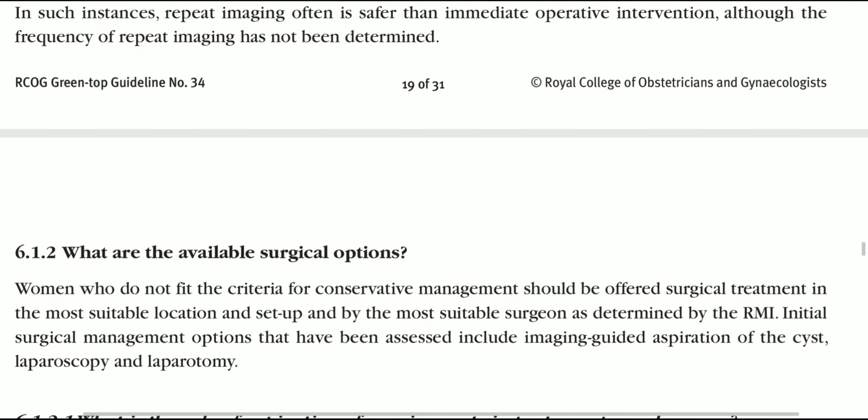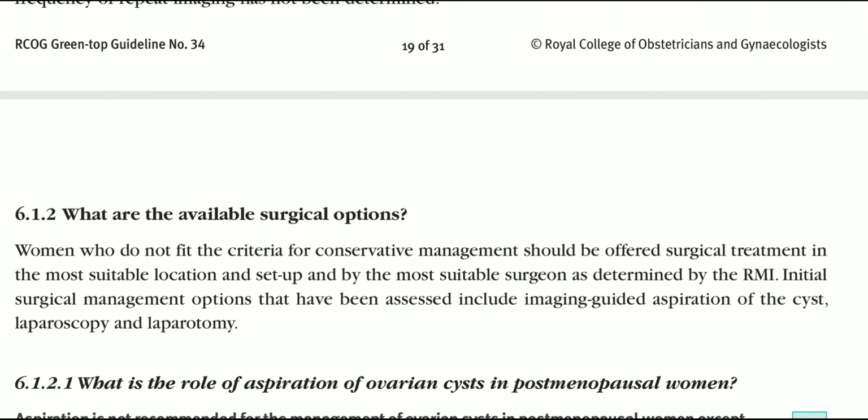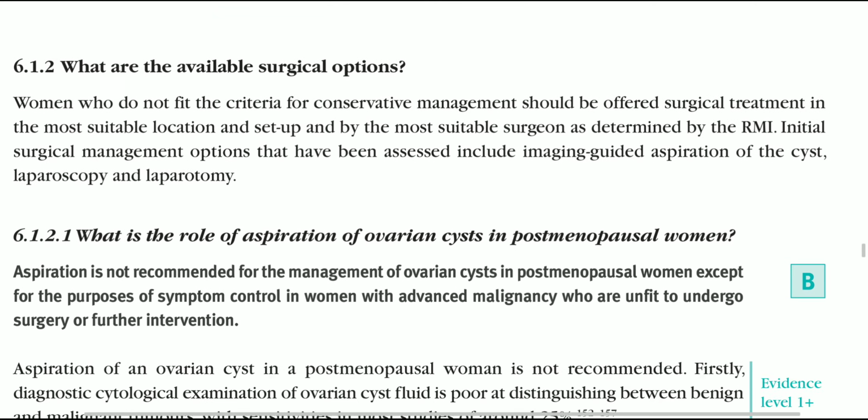in 3 months' time. What are the available surgical options? Women who do not fit the criteria for conservative management should be offered surgical treatment in the most suitable location and setup by the most suitable surgeon, as determined by the RMI. Initial surgical options that have been assessed include imaging-guided aspiration of the cyst, laparotomy and laparoscopy.